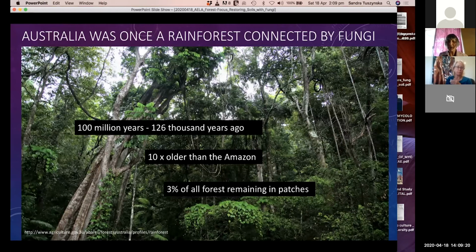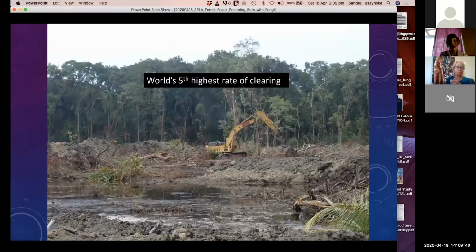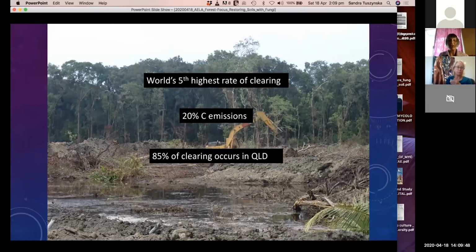So we've got very little rainforest cover, and yet that's where our biodiversity lies. And we're lucky on the Sunshine Coast that there's still so much beauty, even though, as mentioned earlier, it's in very small patches remaining and disconnected. The sad thing is that, as Ian mentioned as well, we are clearing the land at a very rapid rate. In fact, Australia has the world's 5th highest rate of clearing, and that is responsible for 20% of our carbon emissions. 85% of clearing occurs in Queensland.